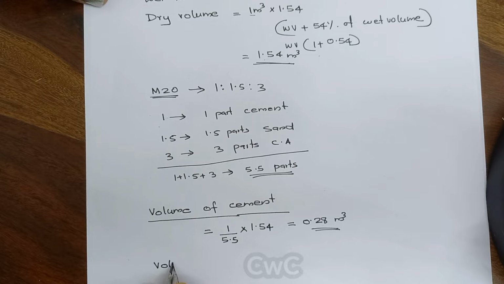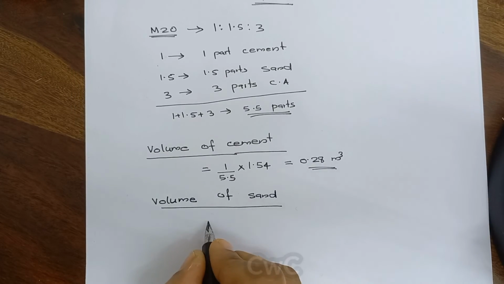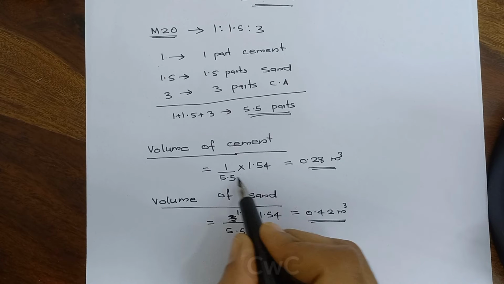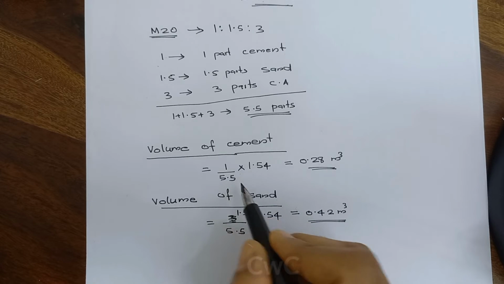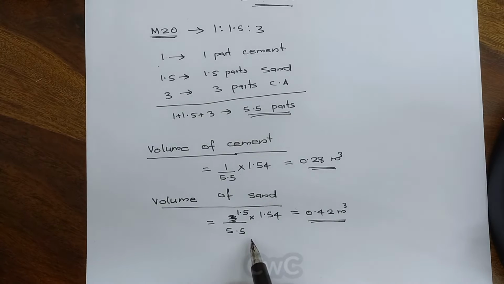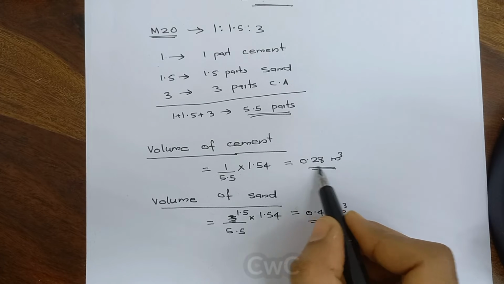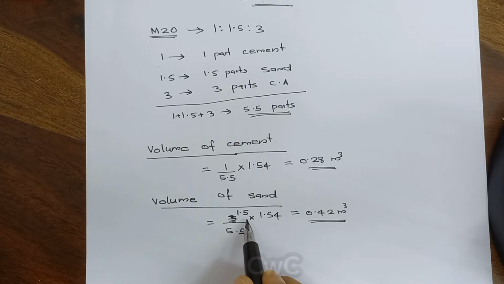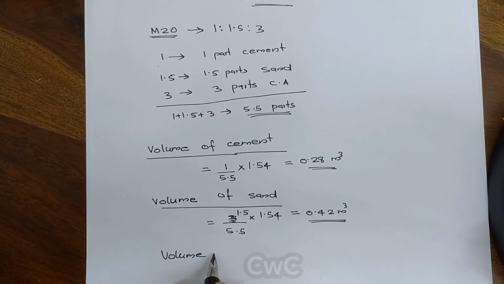Okay. Next is the volume of sand. We have sand 1.5 parts. So that will be equal to 1.5 divided by 5.5 into 1.54, which we will get a value of 0.42 meter cube. Since the cement is 1 part and sand is 1.5 parts, we can just multiply the volume of cement with 1.5 also. That also will give you the same answer. Now next is the volume of coarse aggregate.